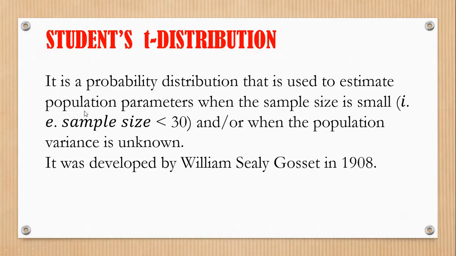As given here, we will use the t-distribution if the probability distribution uses an estimate of population parameters when the sample size is small. Meaning, if the sample size is less than 30, then you need to use the t-distribution. Or if the population variance is unknown, then the t-distribution must be used. This t-distribution was first developed by William Sealy Gosset in 1908.